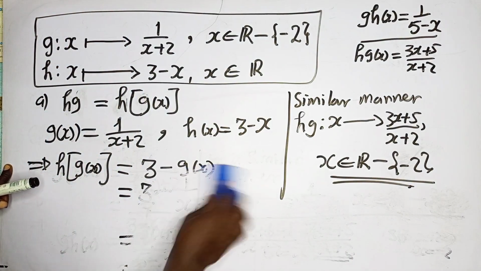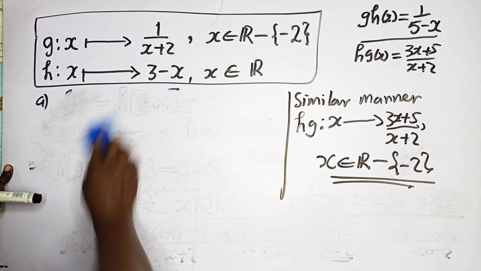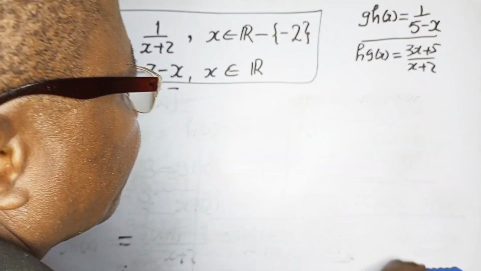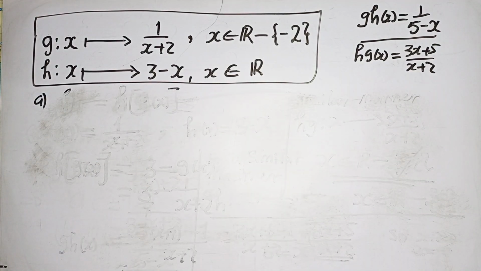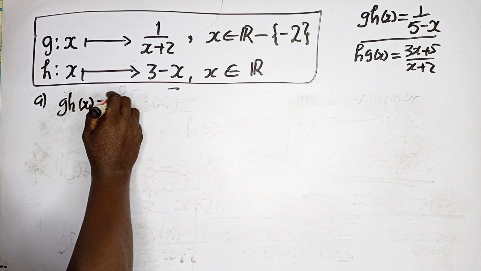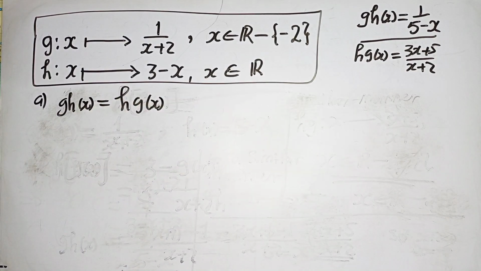Question B. Let's go to question B. Question B says, find to three significant figures the value of x for which gh of x is equal to hg of x. gh of x equals hg of x. This is the equation we want to solve.